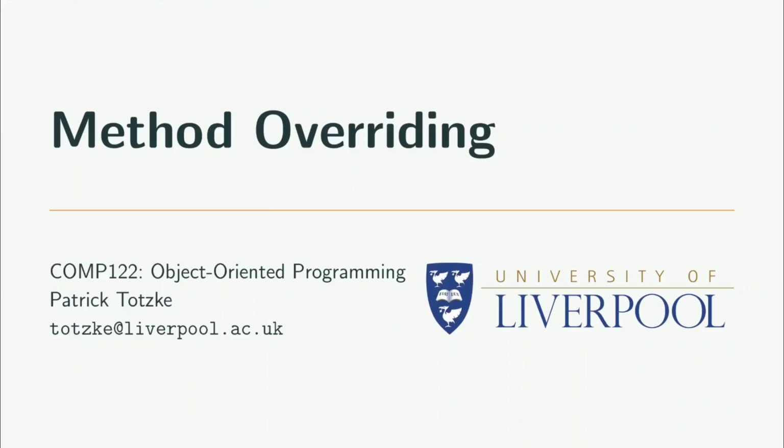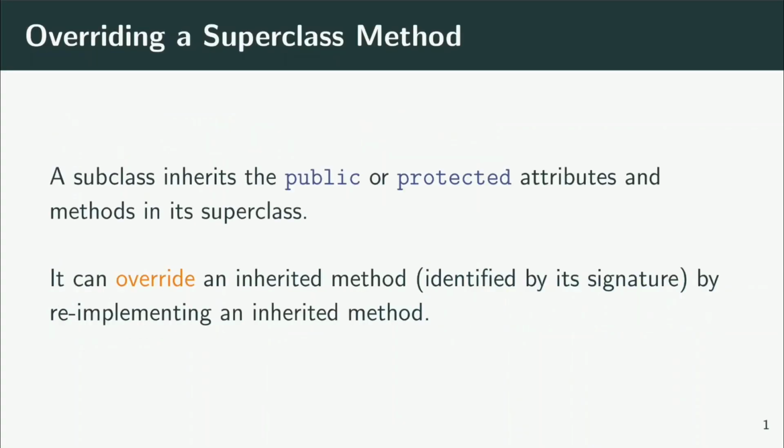One very neat and useful feature of the subclassing mechanism is that you can not only inherit the implementation of methods, but you can also change them in subclasses. And that is called method overriding. Remember that a subclass inherits all public and protected attributes and methods from its superclass. Now, if you want to specialize a subclass and change the behavior for a certain method, you can do that by simply redefining a method by the same name and signature.